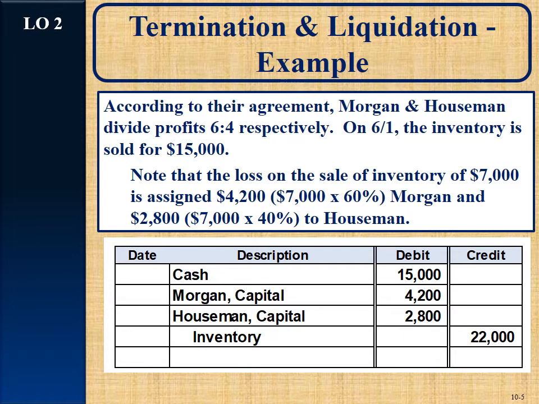On June 1st, the inventory is sold for $15,000. So we debit cash for 15, credit the inventory for 22, and assign the loss on the inventory according to the profit and loss ratio. So the $7,000 loss is allocated $4,200, or 60%, to Morgan and the other 40% to Hausman's capital account. They're closing up the business, so they don't have to put it in a loss account and then close it out to capital. Just put it directly in the capital accounts.